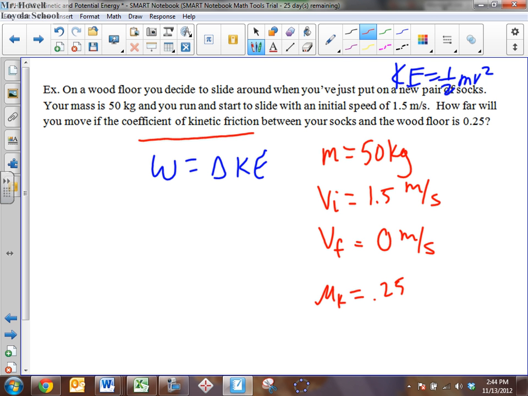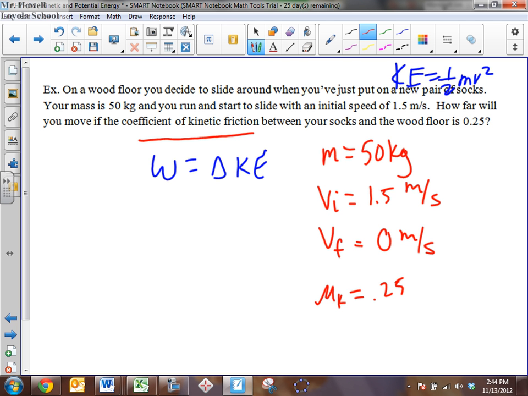It says coefficient of kinetic friction. Mu K and mu S are different. Generally speaking, mu is just the coefficient of friction. Mu K is the coefficient of kinetic friction. Mu S is the coefficient of static friction. So what's the equation? That's what we have to figure out now. Let's go into this.